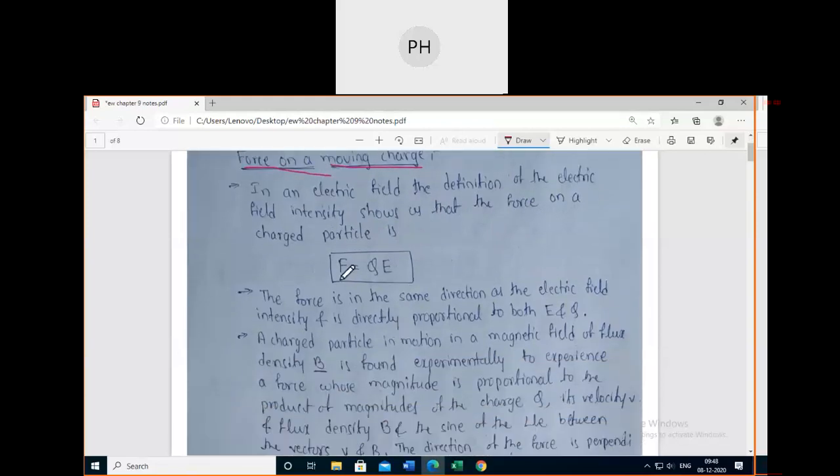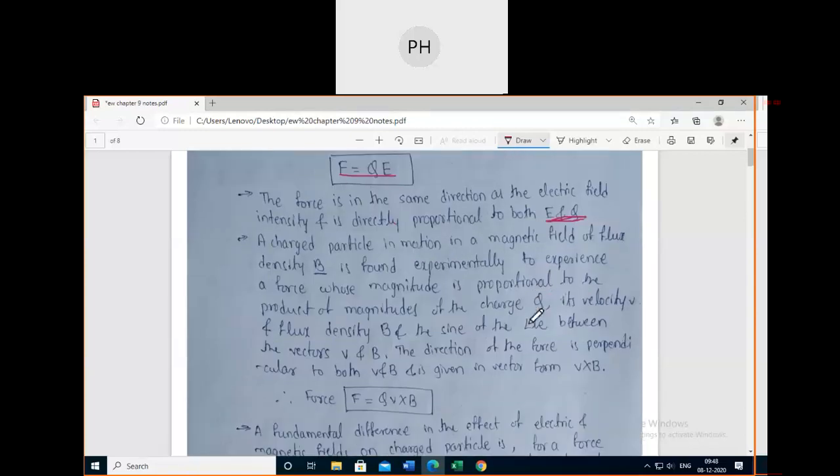So force is equal to what? Force is equal to Q into E, F is equal to QE. E is the electric field, and Q is the charge which is moving. The force is in the same direction as the electric field intensity and is directly proportional to both E and Q.